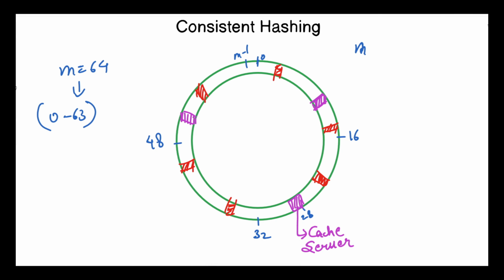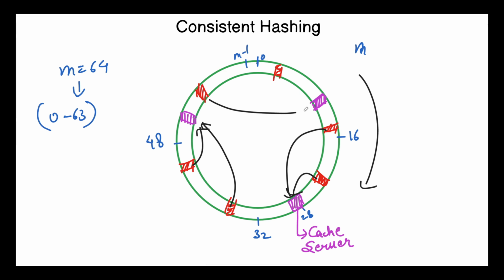Now let's see how we can decide which data point will lie in which server. So what we do is move in a clockwise direction and put all our data points to their next nearest cache server. This particular point will lie here. This point will also lie here. This point lies here. This point lies here. This point and this point will lie here.